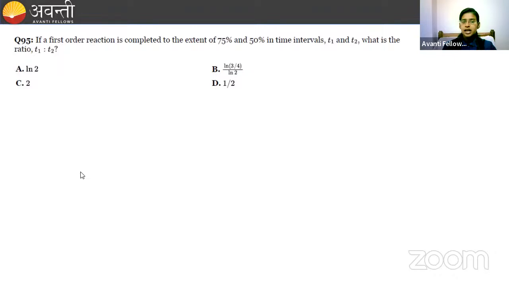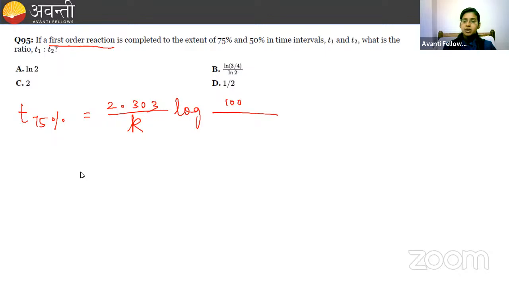Then coming to question number 95. If a first order reaction is completed to the extent of 75% and 50% in time intervals T1 and T2, what is the ratio T1 is to T2? So using the first order rate constant relation, I have to find out the time for both the percentages. First, let me go for 75%. So the T of 75 will be equal to 2.303 divided by K into log of A by A minus X. A is the initial concentration, which is 100, and A minus X is the remaining concentration, which is 100 minus 75.